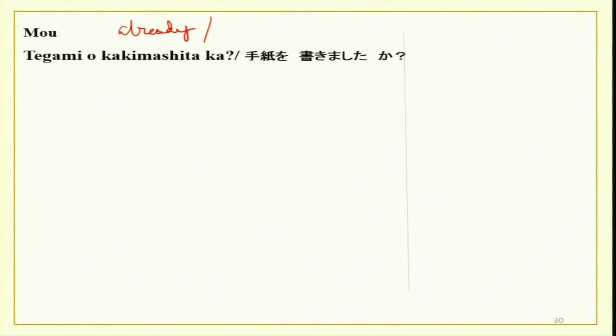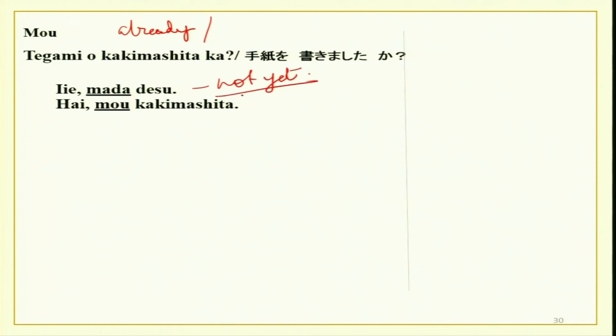Simple question. "Tegami o kakimashita ka?" "Iie, mada desu." Not yet. We have done this earlier. Not yet. Or, "hai, mo kakimashita." I have already written. Mada is to be used with iie, and mo in the past form of the verb, the ta form of the verb, as already, and "hai, mo kakimashita."